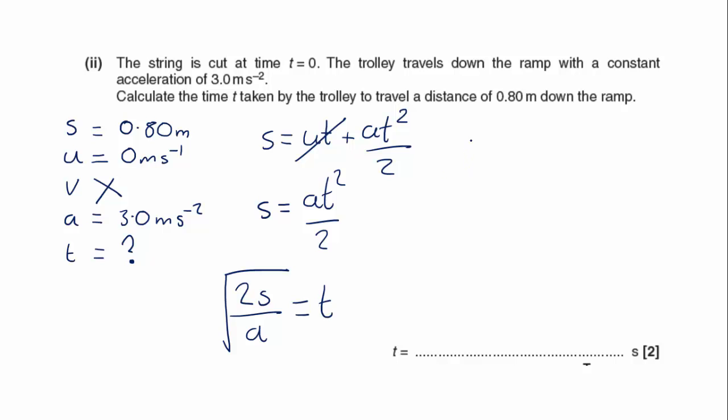Now let's substitute some numbers in. 2 times 0.8 divided by 3, and take the square root, and that will equal a time of 0.73 seconds.